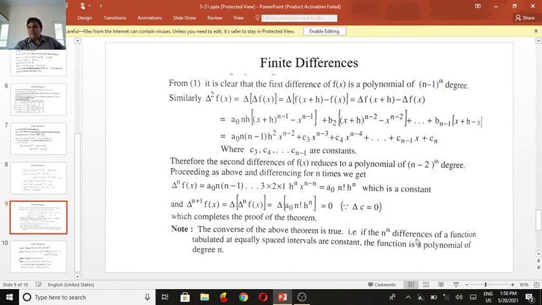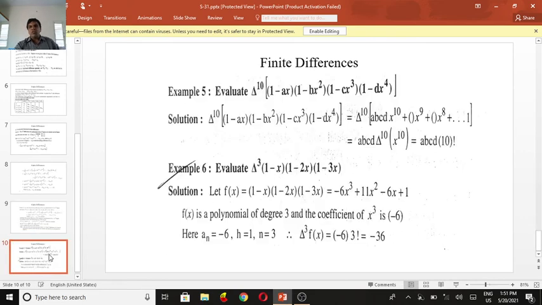If the nth differences of a function tabulated at equally spaced intervals are constant, the function is a polynomial of degree n. This is the finite difference form. In a polynomial of degree n, the higher power of degree is 0.